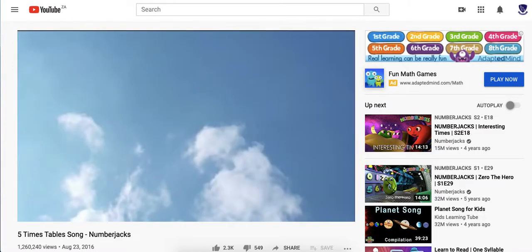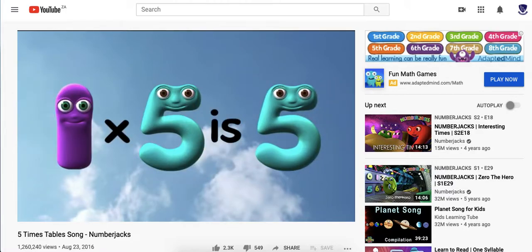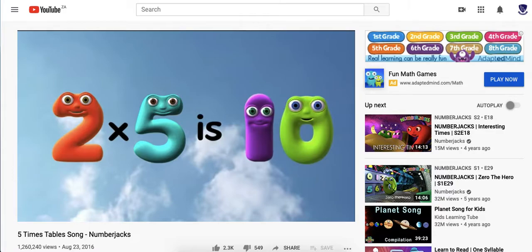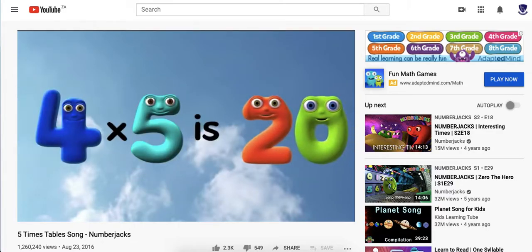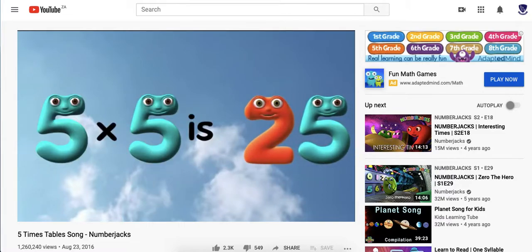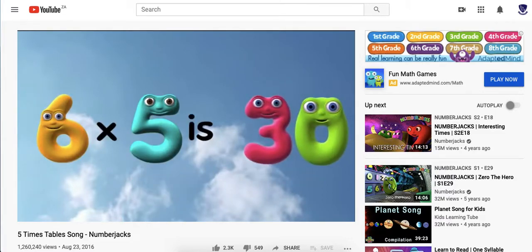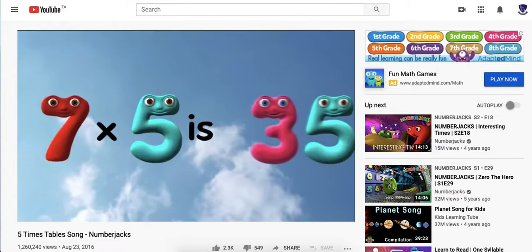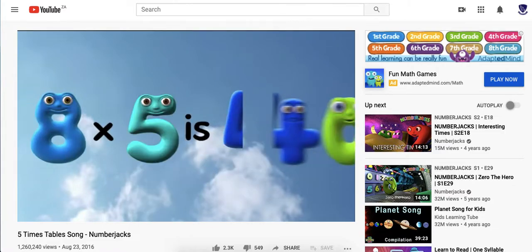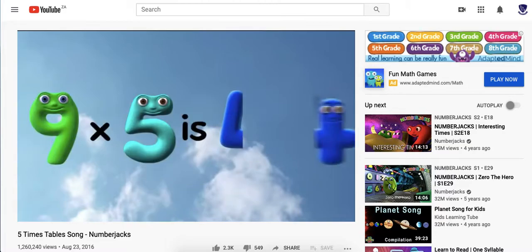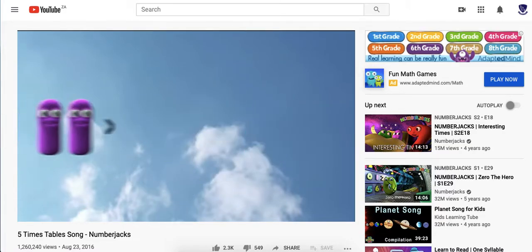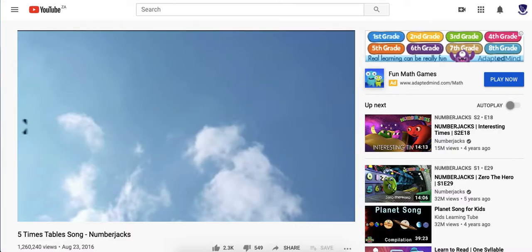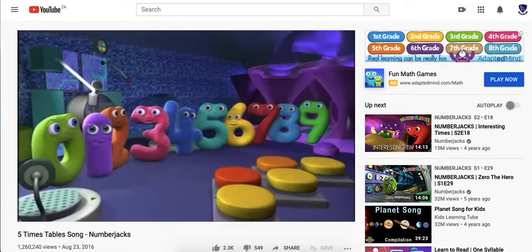Yeah! Can you go a bit faster? Yes, you can. 1 times 5 is 5. 2 times 5 is 10. 3 times 5 is 15. 4 times 5 is 20. 5 times 5 is 25. 6 times 5 is 30. 7 times 5 is 35. 8 times 5 is 40. 9 times 5 is 45. 10 times 5 is 50. 11 times 5 is 55. 12 times 5 is 60.